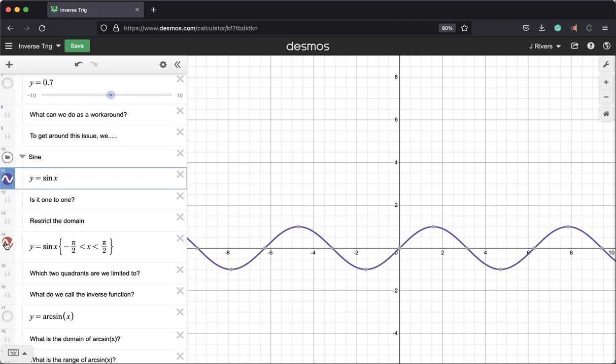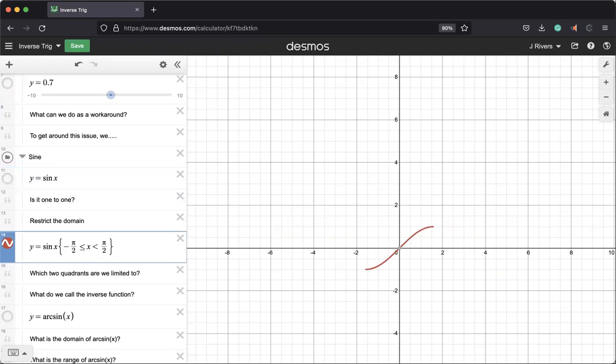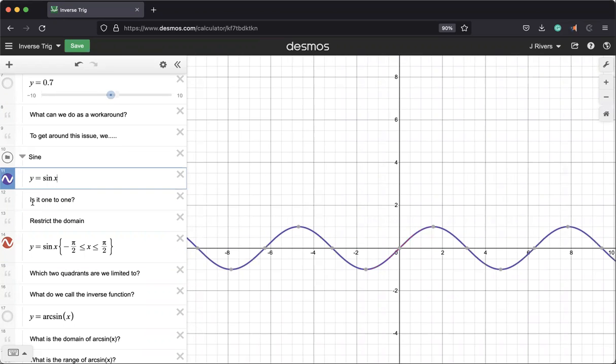So how do we restrict it? We'll just take those endpoints here, from negative pi over 2. Really, this should say less than or equal. Let's see, negative pi over 2 to pi over 2. And so now the inverse will be a function because our restriction made our function one-to-one.